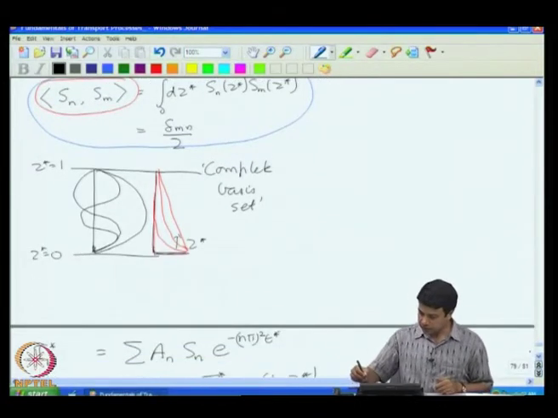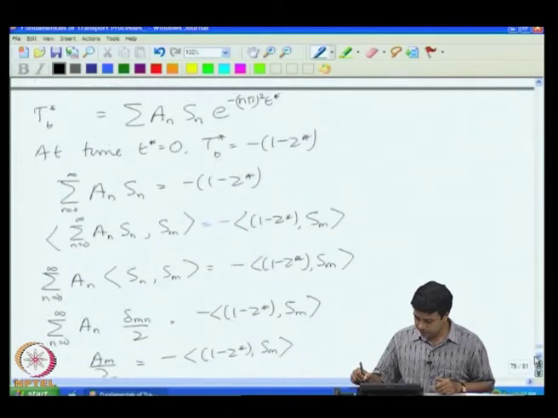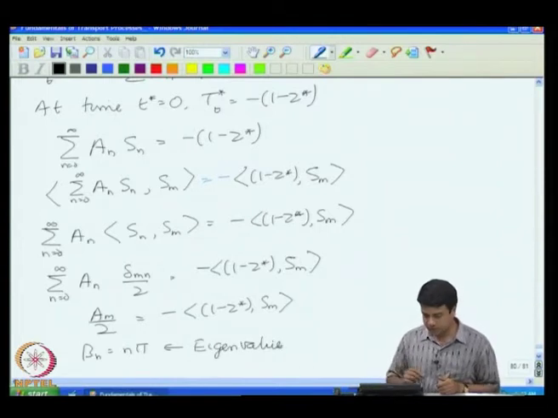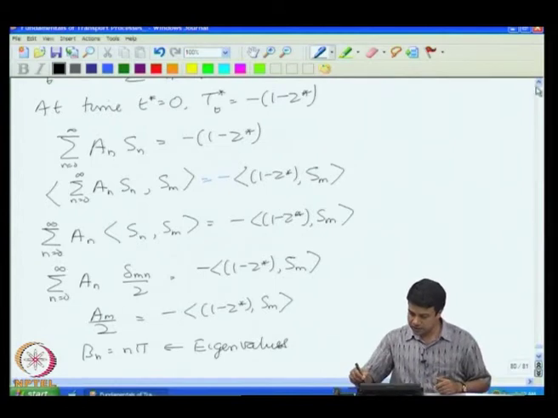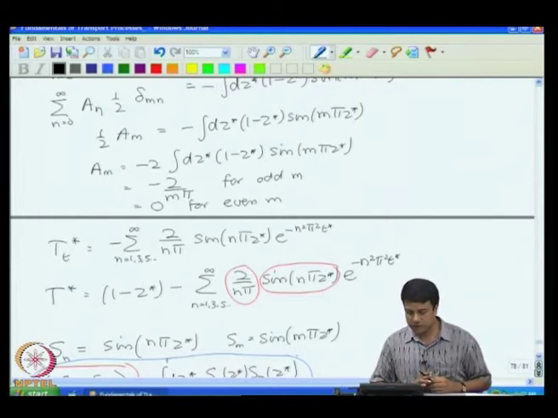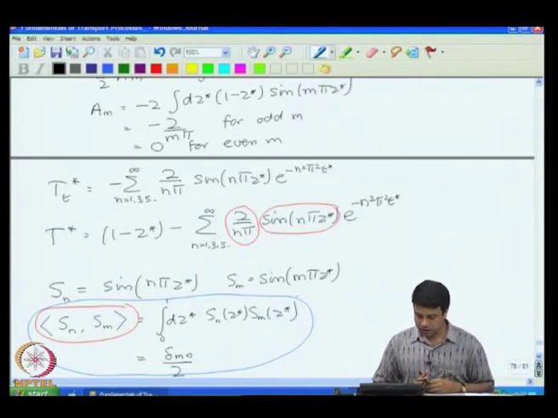These values of beta n that I had, equal to n pi, are called the eigen values of this problem. And this Sn, which was sin n pi z by L, these are called the eigen vectors or the basis functions for this problem. And we have defined the inner product of this in such a way that these basis functions are all orthogonal to each other. In that way, we have managed to determine the entire solution to the equation.